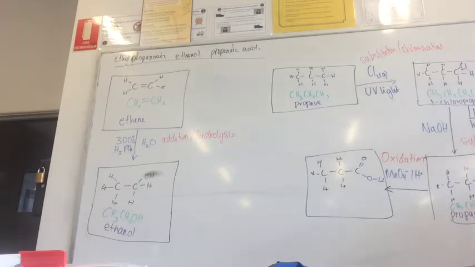Why do you have to do all these steps? Why can't you just add H2O to the propane? Because propane won't react with H2O. That would be propene. Propane can only react with halogens under UV light. If you add H2O to propene, you could make propanol, and then you could just do another step to propanoic acid.